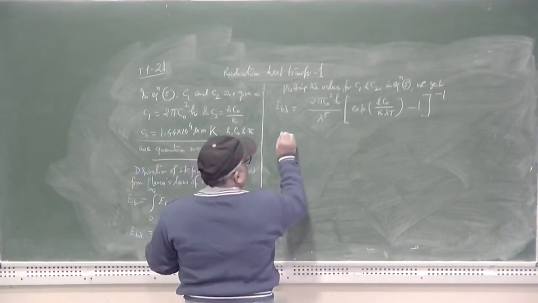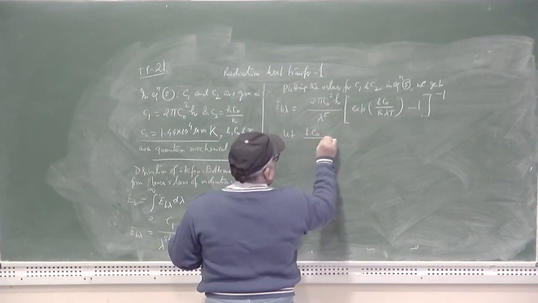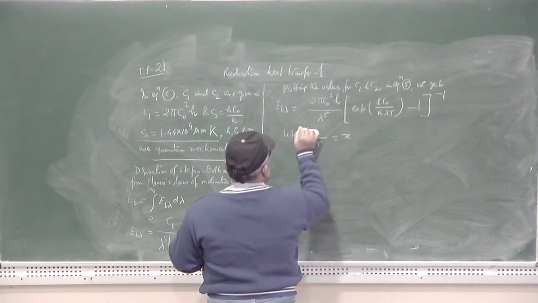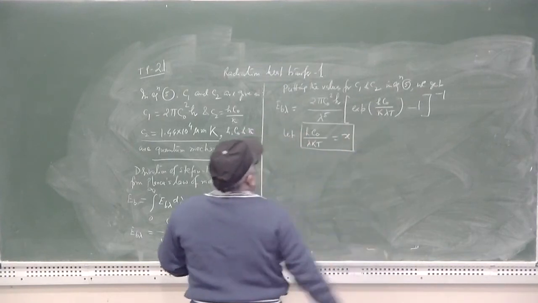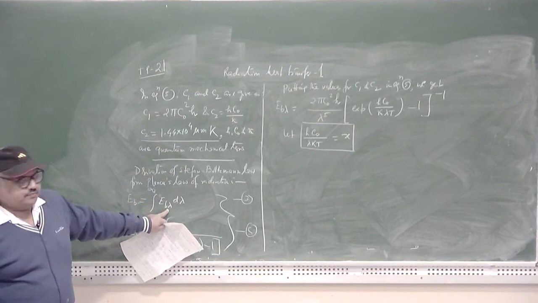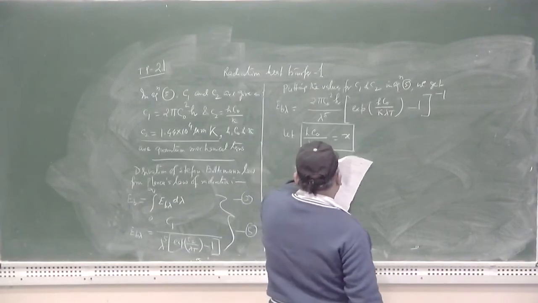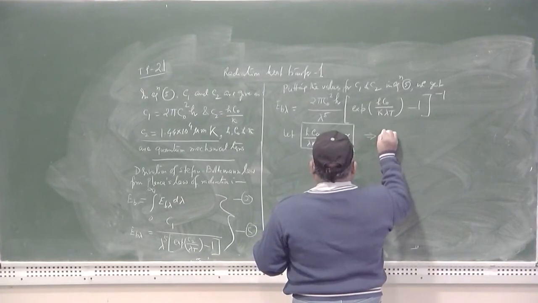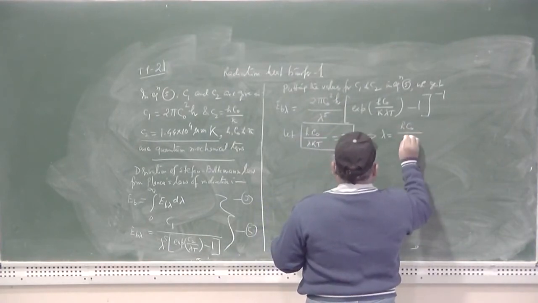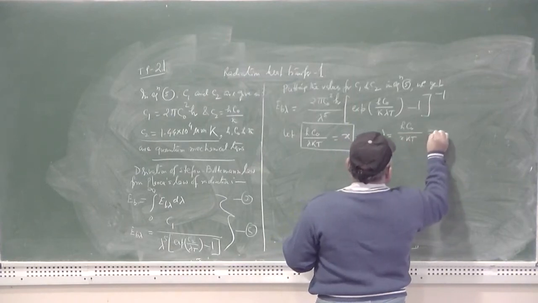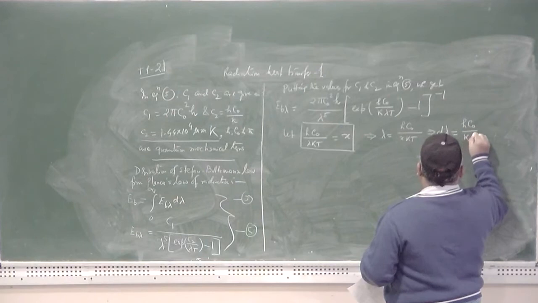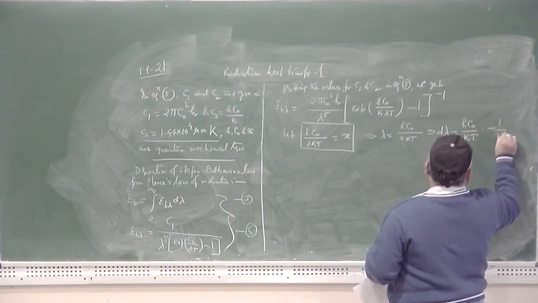Now, let h C0 by λkT is equal to x. This is the substitution that we have made in order to solve this integration once you put the E_bλ in equation number 3. So, λ is equal to h C0 by x kT, which implies that the value of dλ is equal to h C0 by kT into minus 1 upon x square dx.